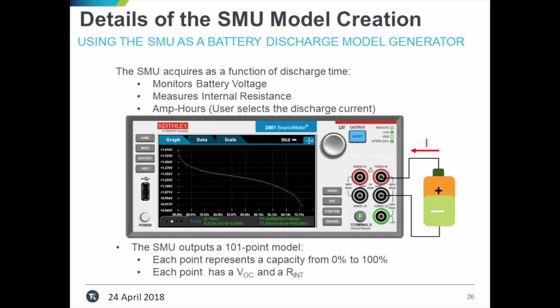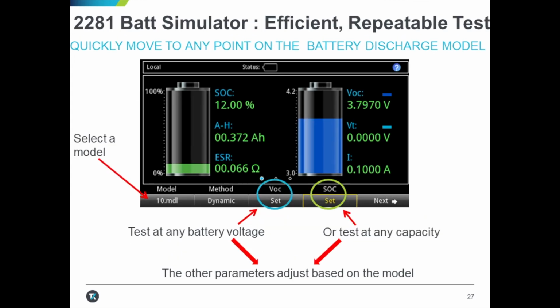Now, the created 101 point model that the 2450 SMU is capable of consists of state of charge, open circuit voltage, and internal resistance. Tying it back to the battery simulator, the battery simulator can take the model from the SMU and then provide simulations which are highly reliable and repeatable, at varying scenarios.